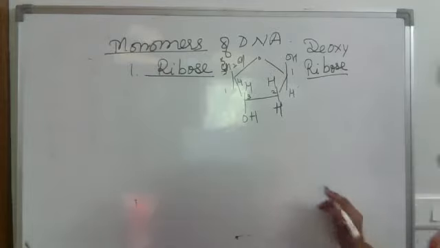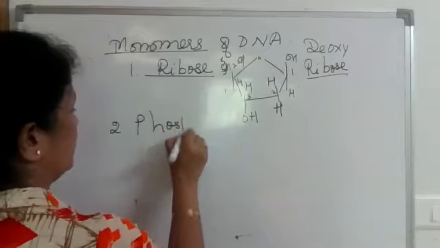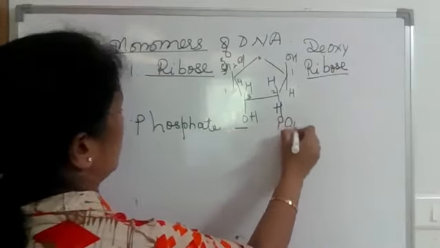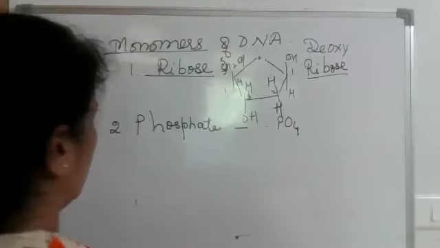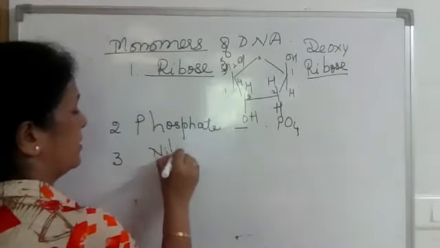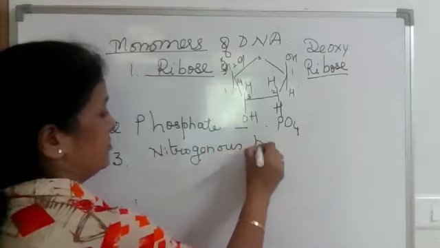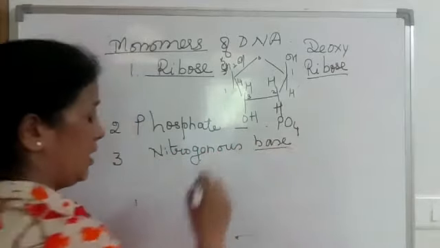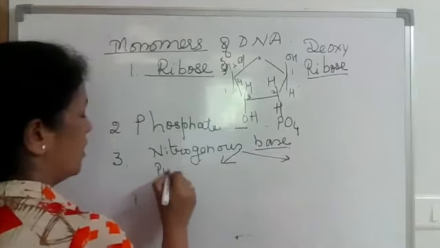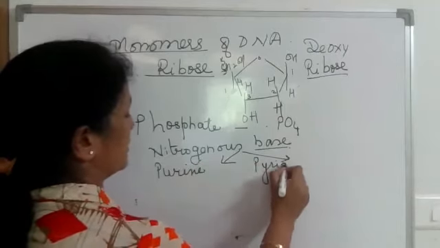The second component of this is the phosphate group. Phosphate group is PO4. This is common in both RNA and DNA. And third is the nitrogenous base. There are two types of nitrogenous base. One is called purine and another is called pyrimidine.